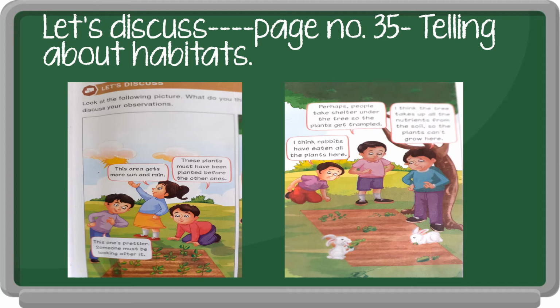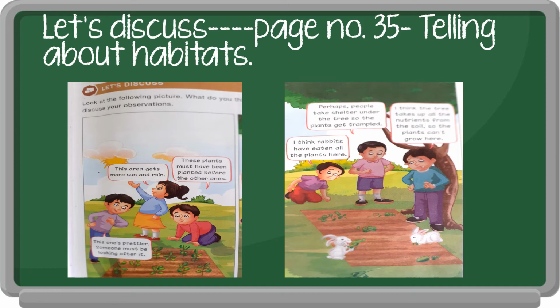Now if you see the plants that are growing in the first picture, you can see they are aligned in a proper way. If you see the soil, it is wet, meaning somebody is giving water to these plants, and the soil is properly plugged. That means somebody is taking care of these plants, somebody is taking care of this habitat. That's why these plants are growing so nicely over here. This habitat is getting proper sunlight, proper rain. That's why these plants are growing nicely.